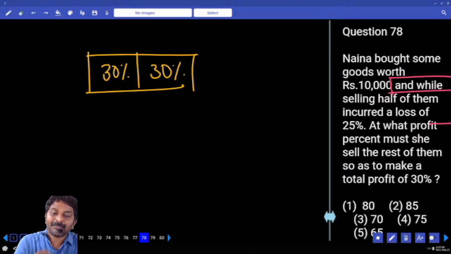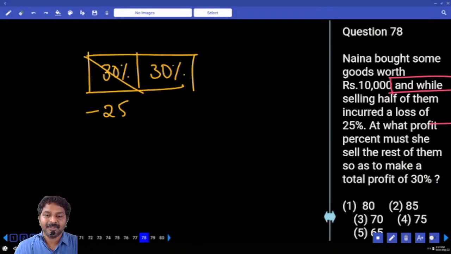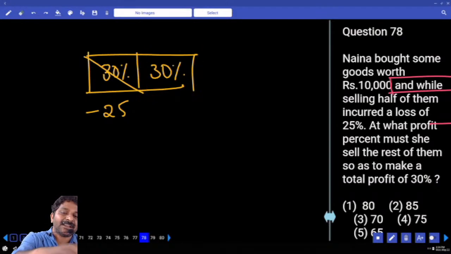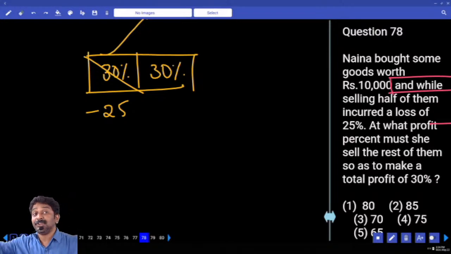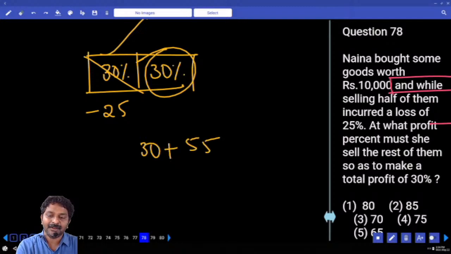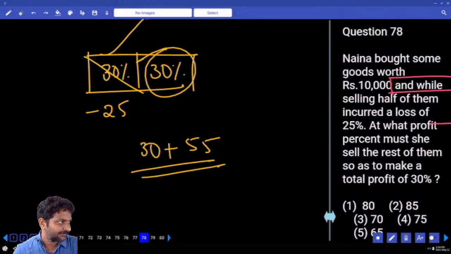Agreed? But the first one is already sold at a loss of 25. Correct? So now on the second item, you know that you need to get 30, right? And on the first item, how much should be there? Plus 30. But what was there? So the difference between minus 25 and 30 is 55 only. So you need to get that 55 by selling the second item also. On the second item you need to get 30, and to compensate the first item you need to get 55, both together 85. Followed?